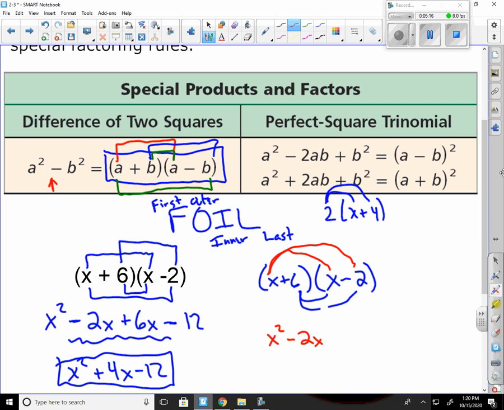Now I do 6 times x for the blue part. That's a positive 6 times x, so that's plus 6x. Then outer is 6 times negative 2, or negative 12. Combine my like terms in the center, and I get x squared plus 4x minus 12. It's the same thing as the FOIL method. It's just a way to get to it easier. As a matter of fact, we're going through the exact same steps. First, outer, inner, and then last. FOIL's just a good way to remember the process.